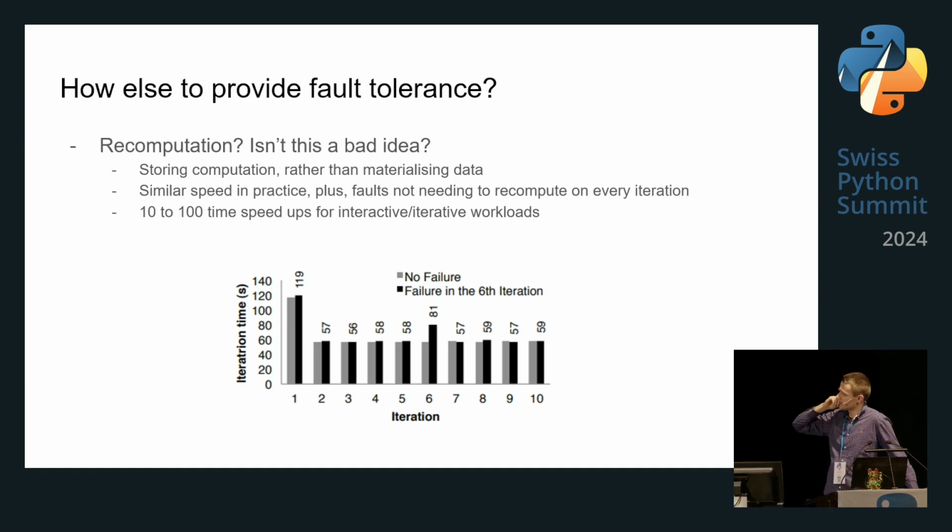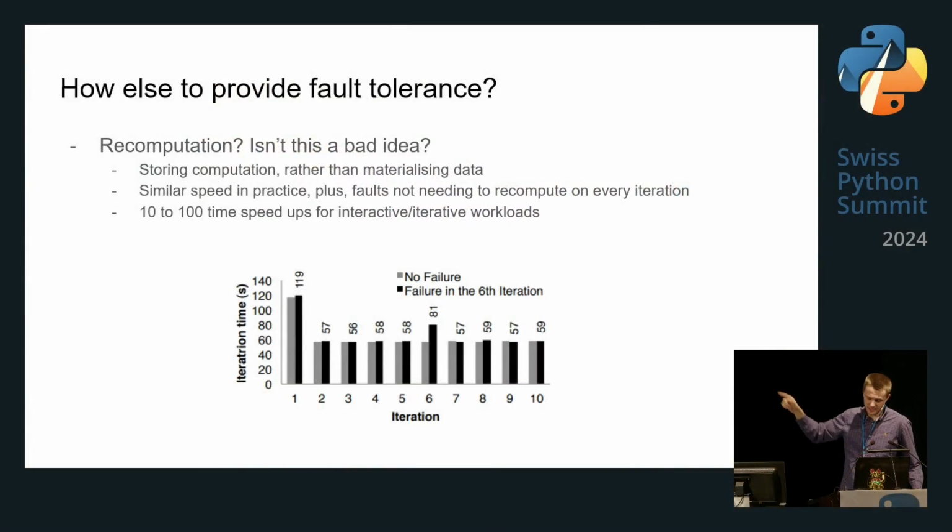And I think the other really good thing about this strategy is that rather than having to do the expensive thing for fault tolerance on every single iteration, you only have to do the expensive thing, which is recomputation, when there actually is a fault. So that would be on iteration number 6.